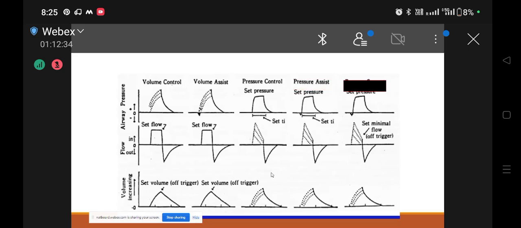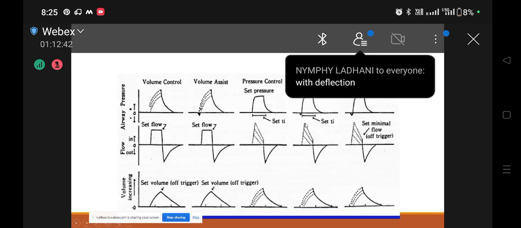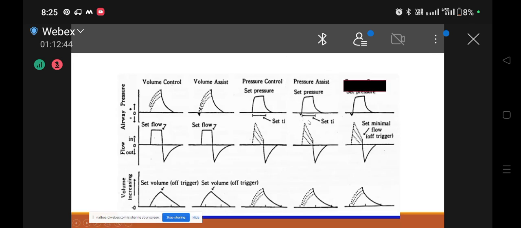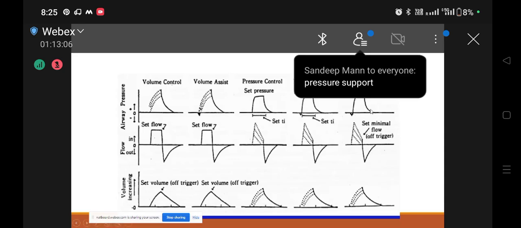And the next is pressure assist mode. You can again appreciate a small amount of deflection over here, which is sensed by the ventilator. And then this ventilator provides an inspiration followed by an expiration over a designated period of TI. TI means your inspiratory time. So this is the pressure assist pressure control mode. And the fifth and last one is the pressure support mode, where everything is done by the patient itself.